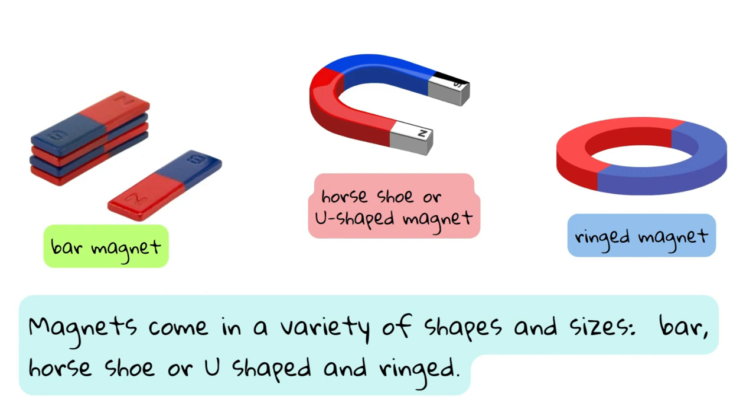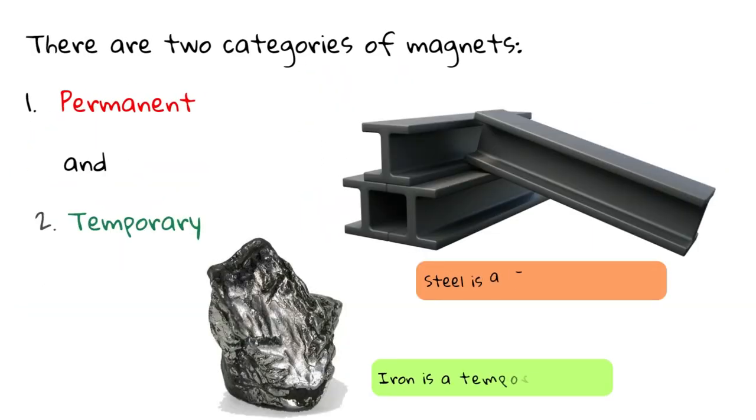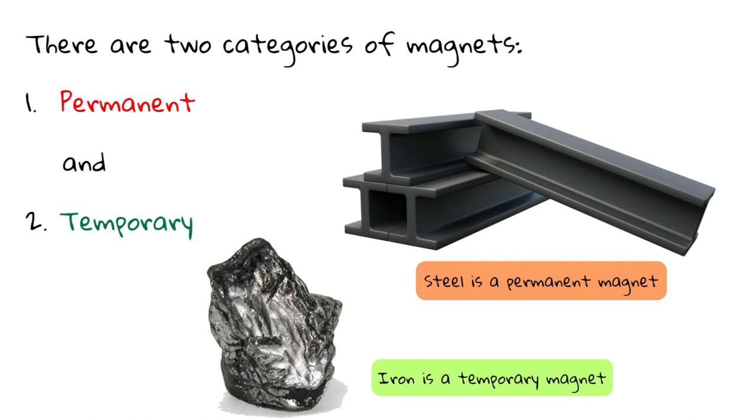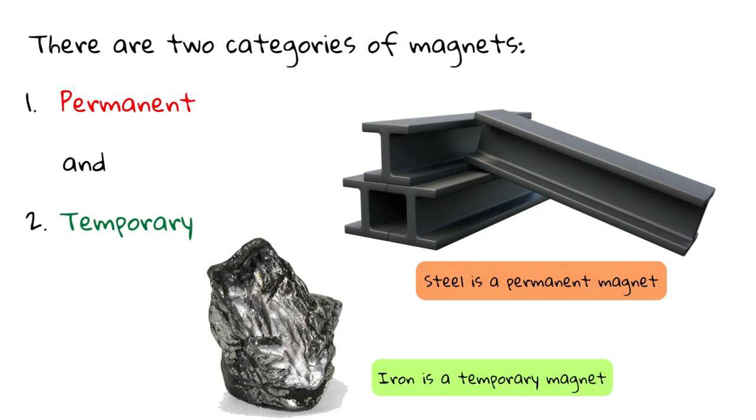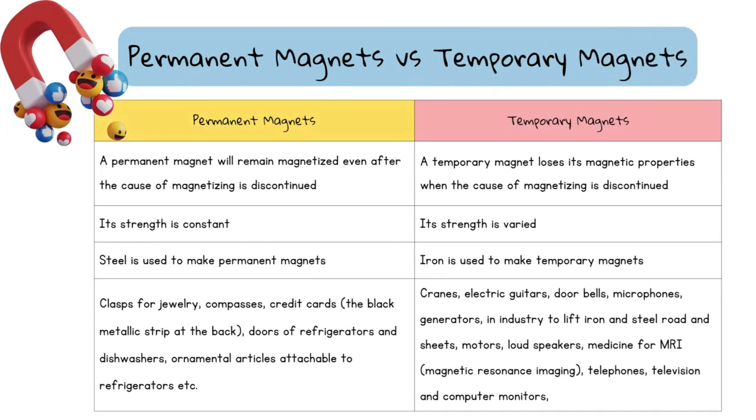Magnets come in a variety of shapes and sizes: bar, horseshoe or U-shaped, and ringed. There are two categories of magnets. You have permanent magnets and temporary magnets. Steel is a permanent magnet, while iron is a temporary magnet. Permanent magnets will remain magnetized even after the cause of magnetizing has discontinued.